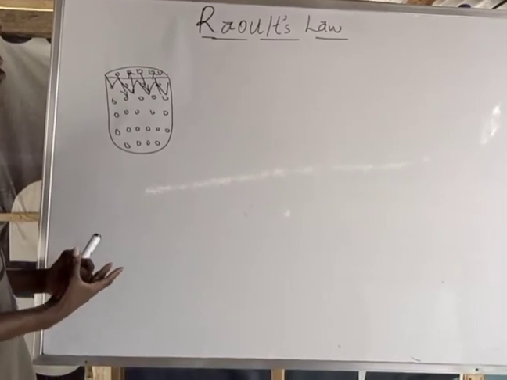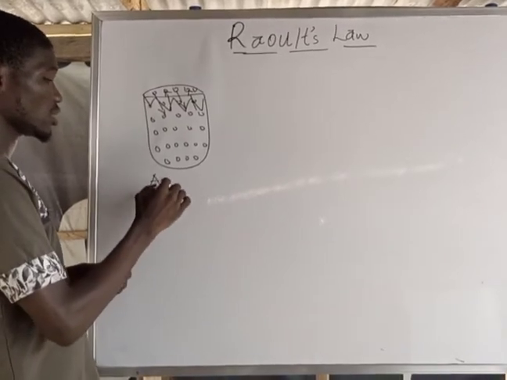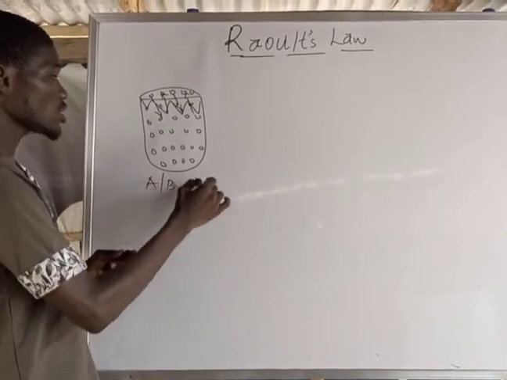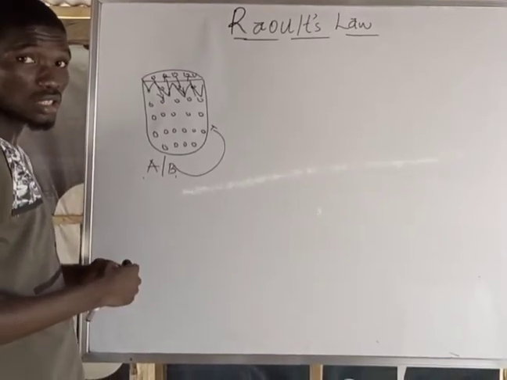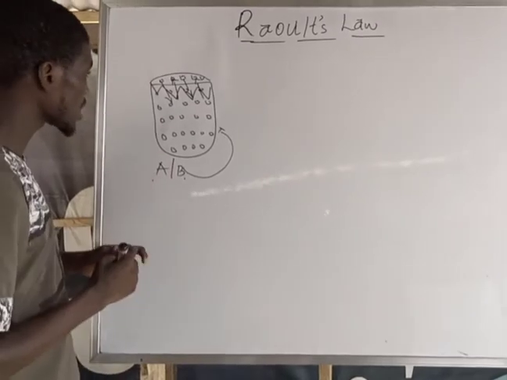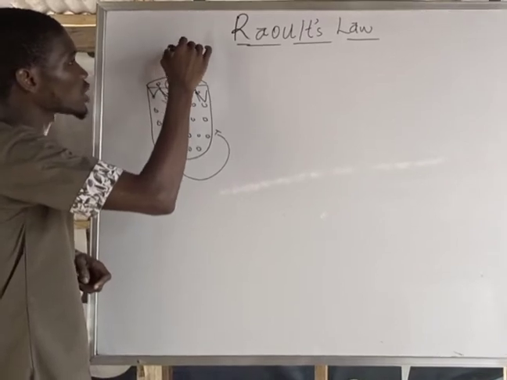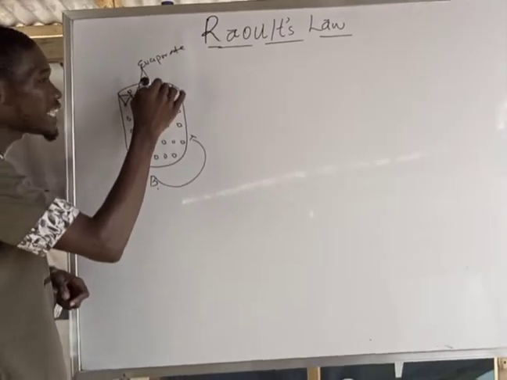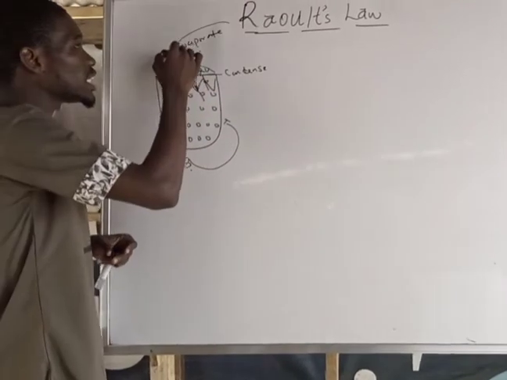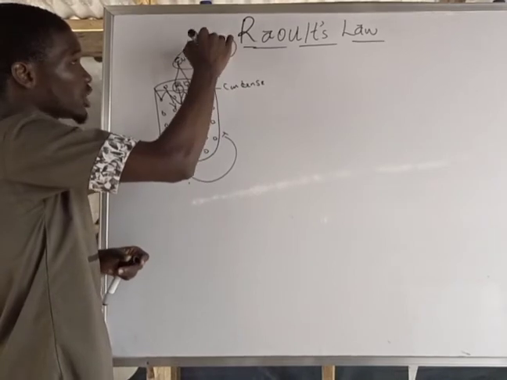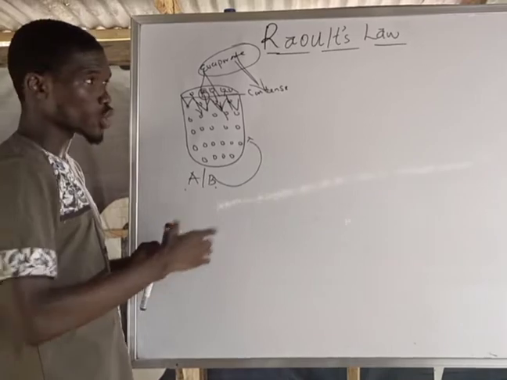When talking about Raoult's law, you must understand in a nutshell that if I have A and B in this container, and A and B are volatile liquids, you should take note of one thing: the ones that move out, which is this arrow here, evaporate, while the ones that come inside condense. So the rate of evaporation is equivalent to the rate of condensation. So let's state Raoult's law.